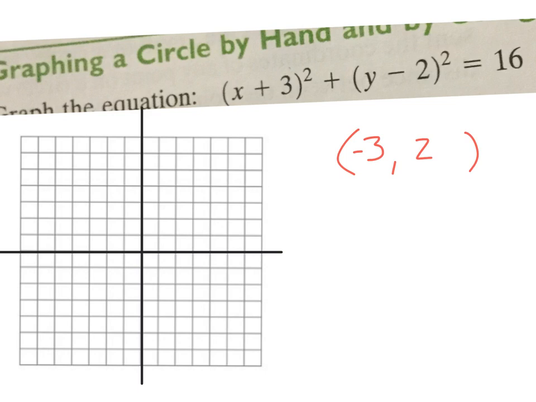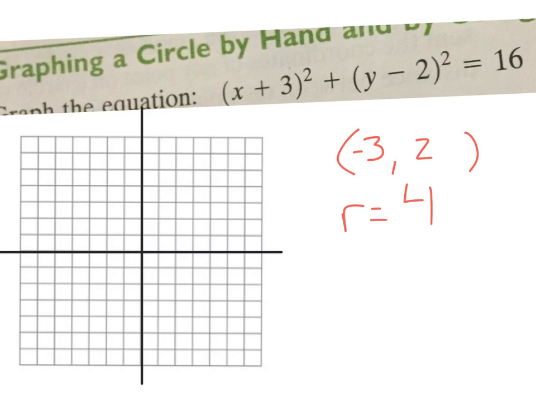Remember, there's a built-in negative to the formula. So since this is positive 3 here, it's a negative 3 that's actually the center. And since this is negative 2, it's a positive 2. Good. And what is the radius of my circle? 4. Very good. Any questions about finding the center and the radius? No. Everybody can do that.